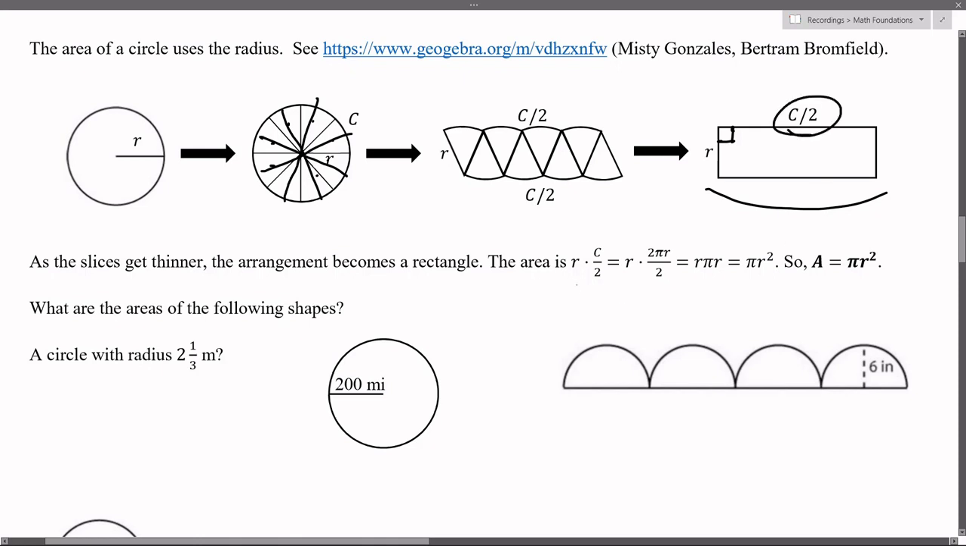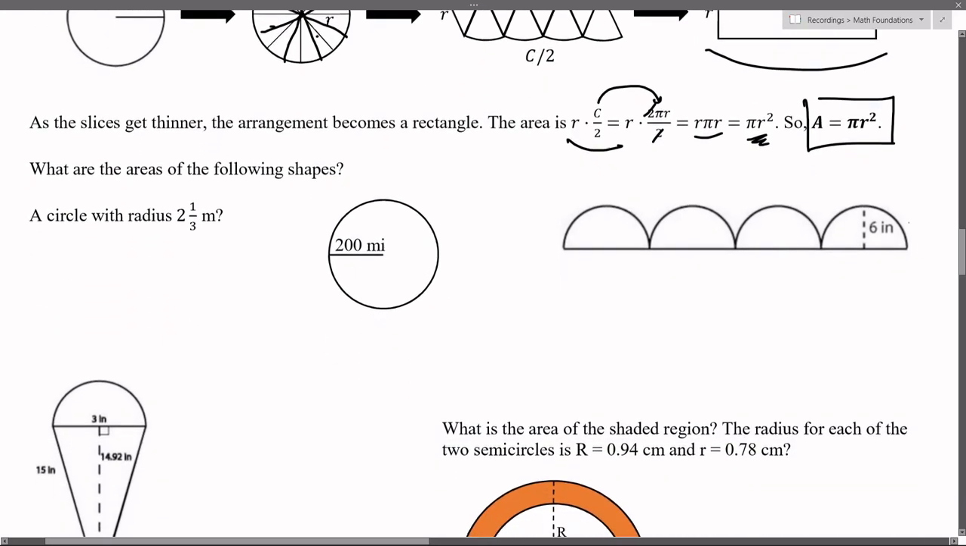And as I've drawn here, the area of a rectangle is base times height, which is going to be c over 2 times r. But the circumference is just 2 pi r. So I'm just going to replace c with 2 pi r. Of course, the 2's end up canceling each other. And so we get r times pi times r. And rearranging that slightly, we get pi r squared. That is the area of a circle. So that's all we need to do for this.